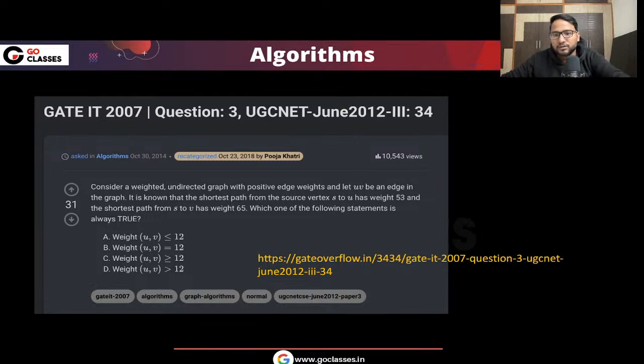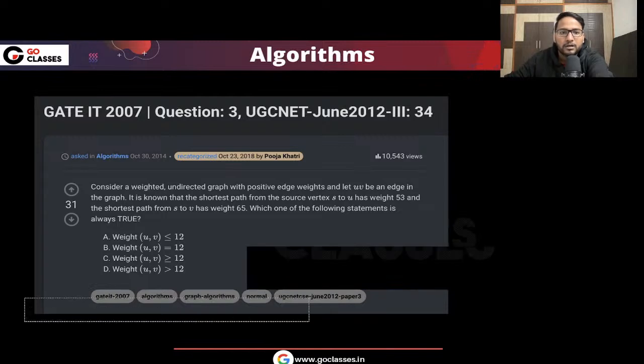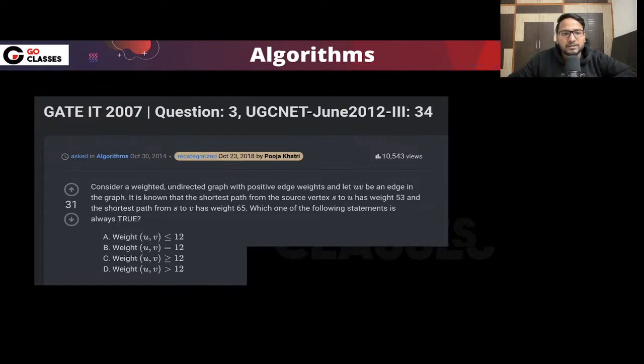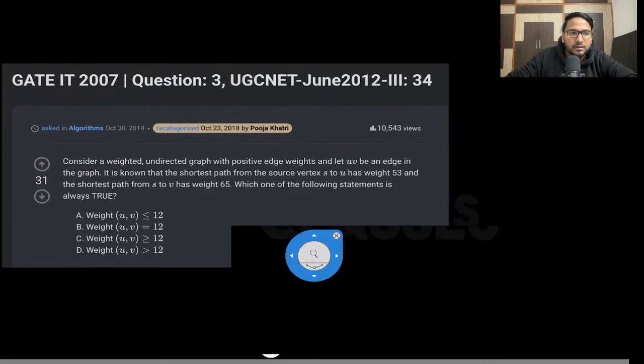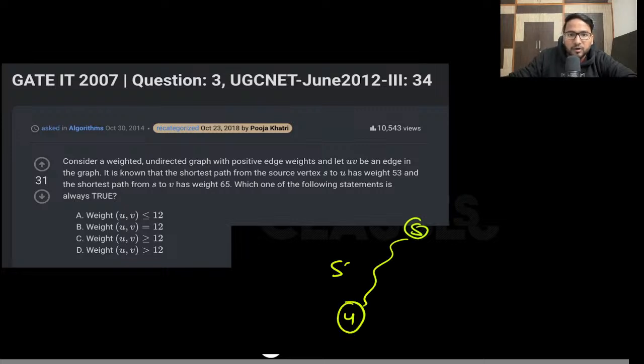Now let's just see this question. So what they're trying to say here is: consider a weighted undirected graph with positive weights. Let UV be an edge in the graph. It is known that the shortest path from the source vertex S to U has weight 53. Note that this is a weighted graph, and the shortest path from S to U is given to you as 53, and the shortest path from S to V.